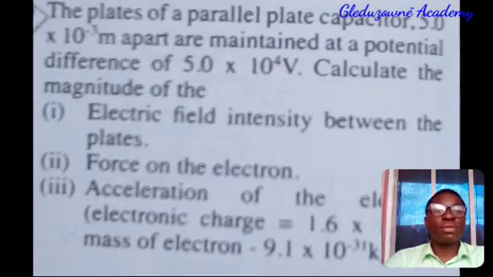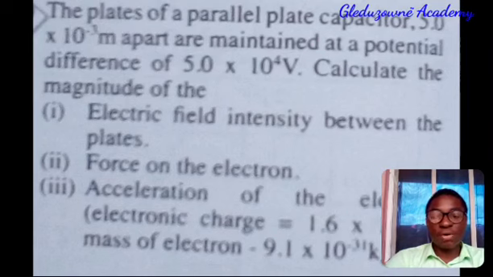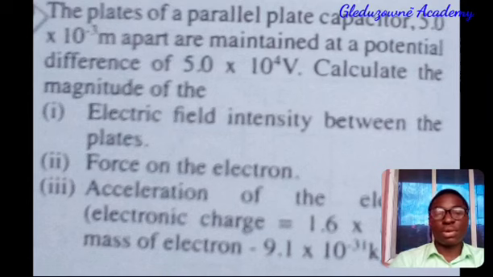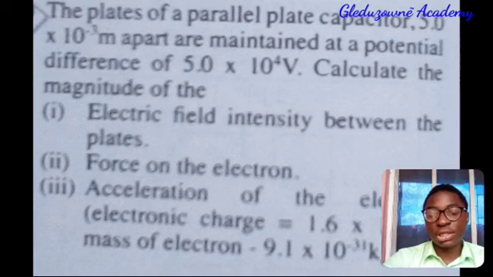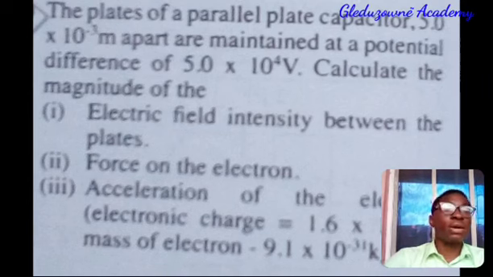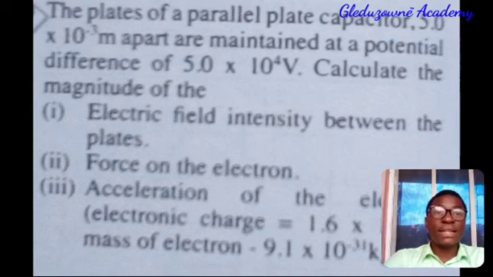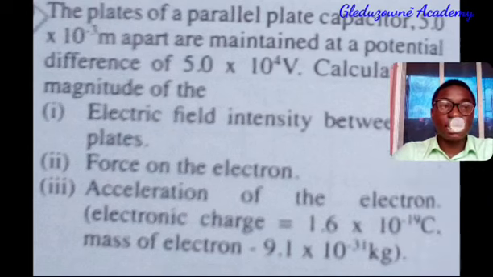And finally, today we are going to be dealing with the questions. The plates of a parallel plate capacitor, 5.0 times 10 to the power of minus 3 meters apart, are maintained at a potential difference of 5.0 times 10 to the power of 4 volts. We have to calculate the magnitude of the electric field intensity, the force, and the acceleration on the electron.